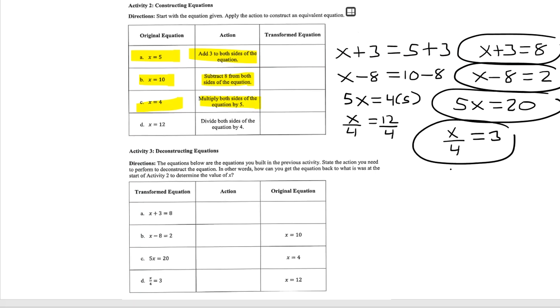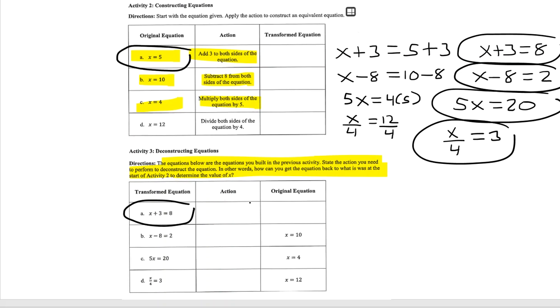Okay, now let's go to activity 3. Activity 3 says the equations below are equations you built in the previous activity. State the action you need to perform to deconstruct the equation. In other words, how can you get the equation back to what it was at the start of activity 2 to determine the value of x? Okay, so what we want to do is take this equation and get it back to the original equation.